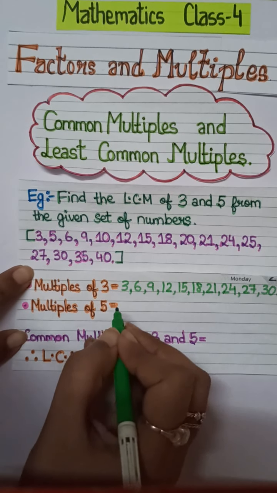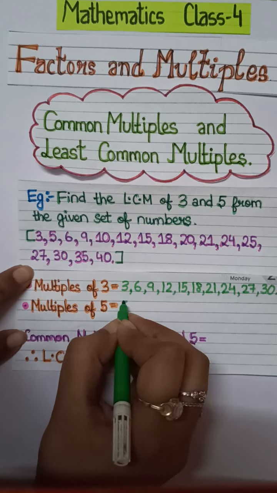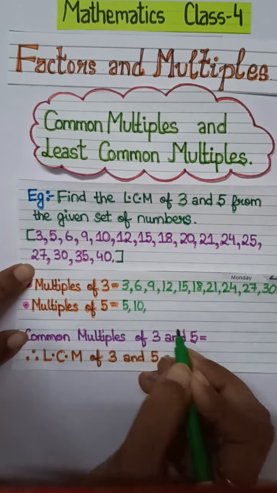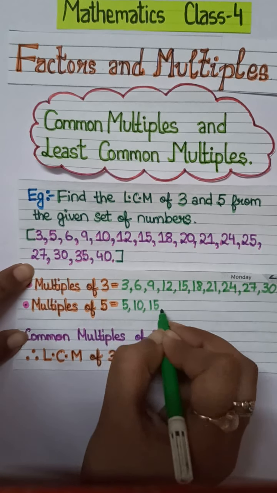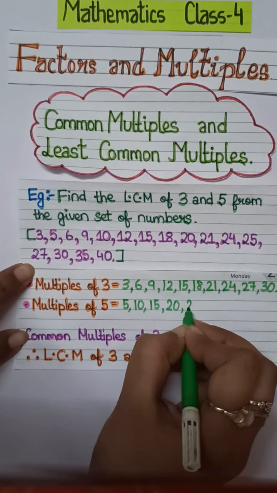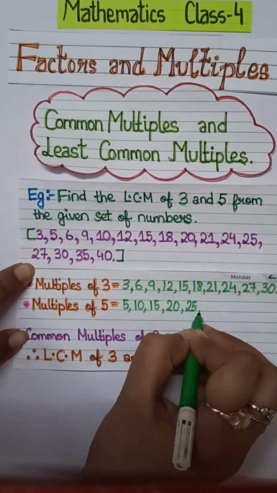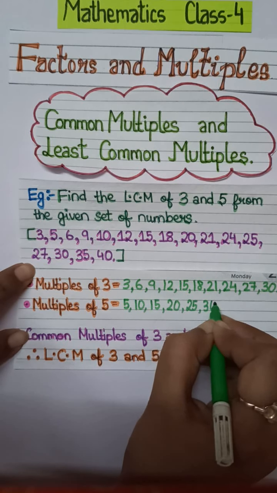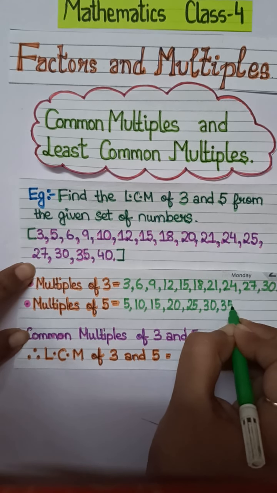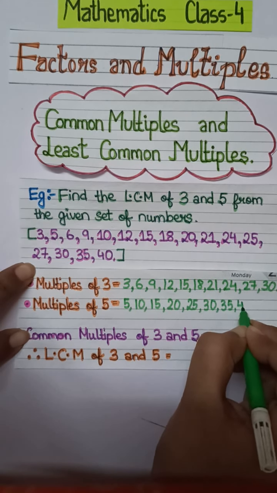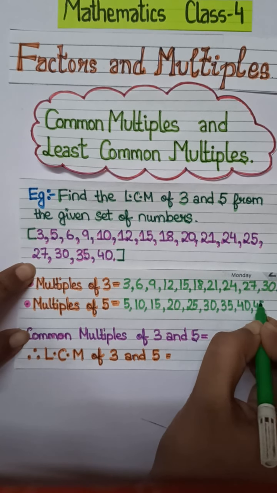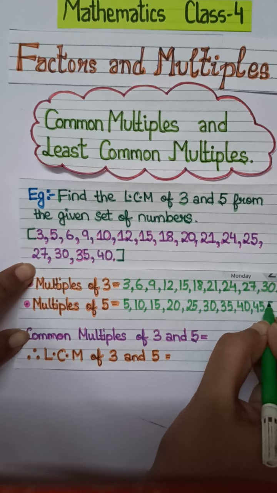Then we write the multiples of 5. They are 5, 10, 15, 20, 25, 30, 35, 40, 45, 50.